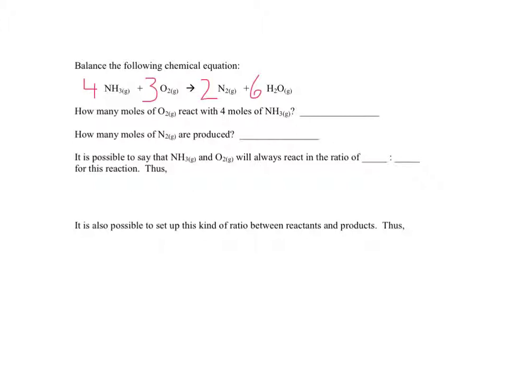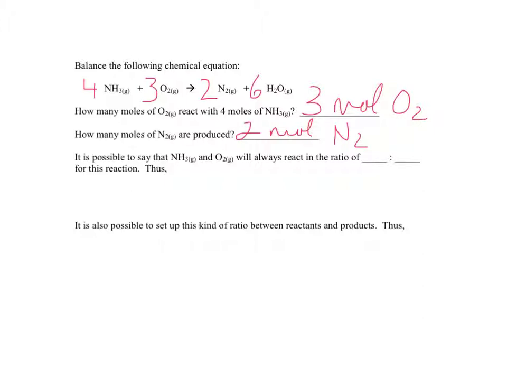So if you look here, you've got 4 moles of ammonia. How many moles of oxygen did you need to get that to happen? Well, you needed 3 moles of oxygen. Beautiful. And how many moles of nitrogen gas are produced? You can look at your reaction, and you know that 2 moles of N2, or nitrogen gas, are produced.